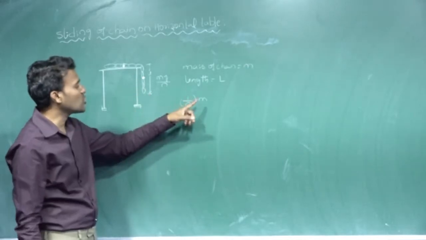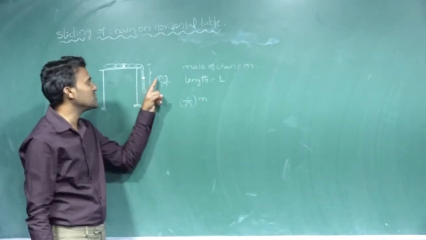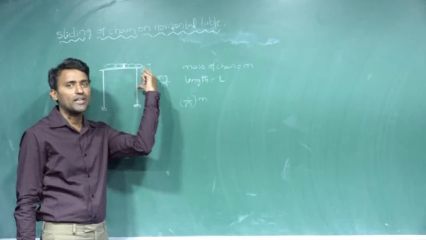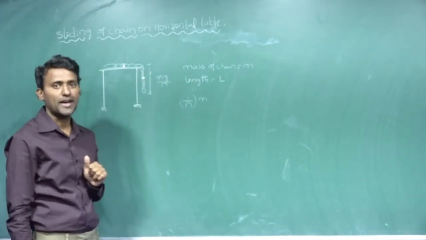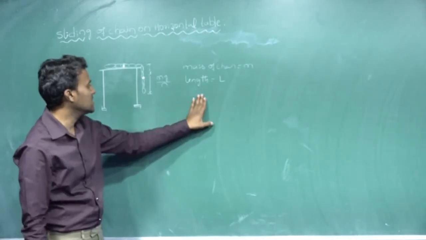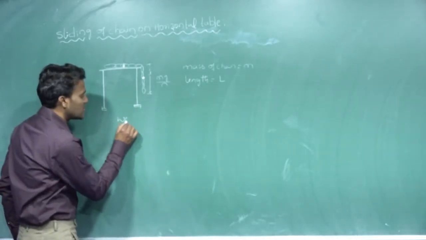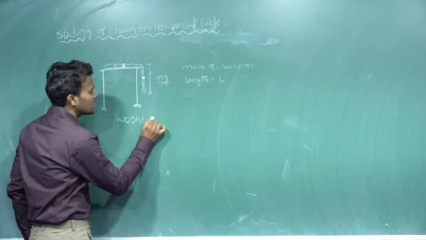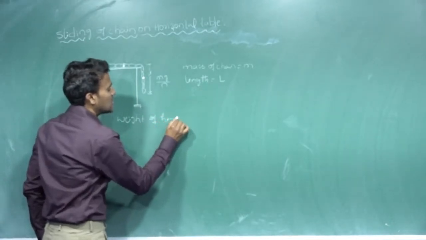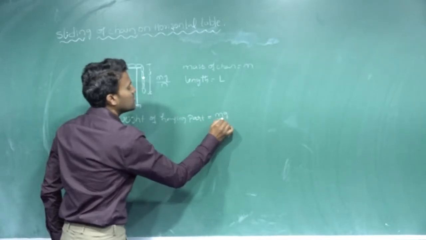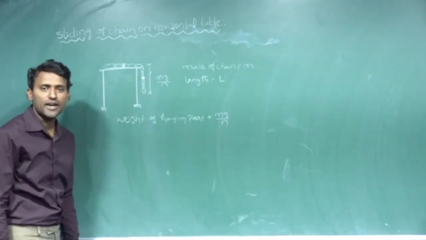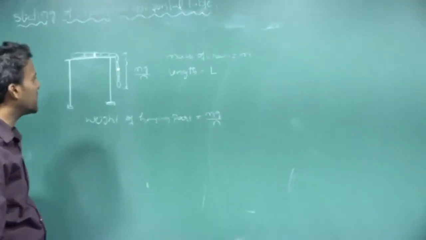So 1 by nth part of the total mass means the weight of the hanging part is mg divided by n. I am writing here: weight of hanging part is equal to mg divided by n.